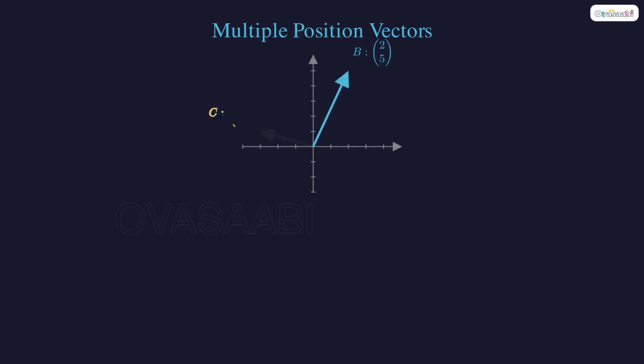Each point becomes a vector. B is (2/5). C is (-3/1). D is (4/2). Negative means left or down.